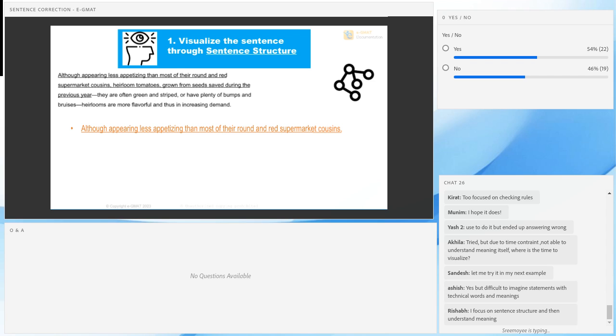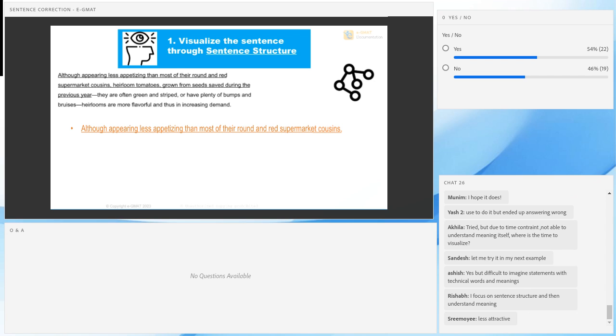So two things have been compared here. One are these perfectly looking supermarket cousins, whatever that means, right? And the other would definitely be something that doesn't look that attractive, right? So, although appearing less appetizing than most of their round and red supermarket cousins, heirloom tomatoes. Okay, heirloom tomatoes, what is this entity? Oh, this entity is the thing which looks less yummy than its round and red supermarket cousin.